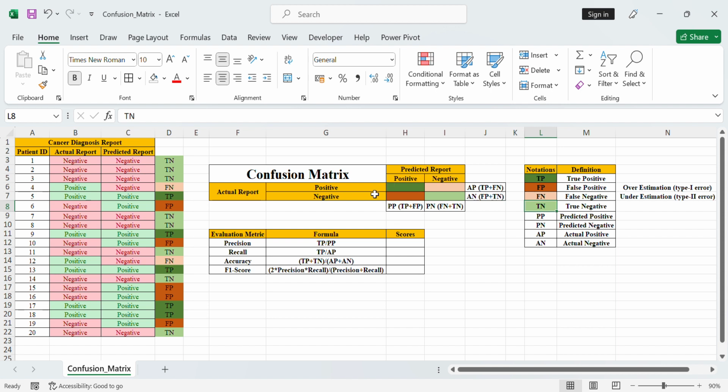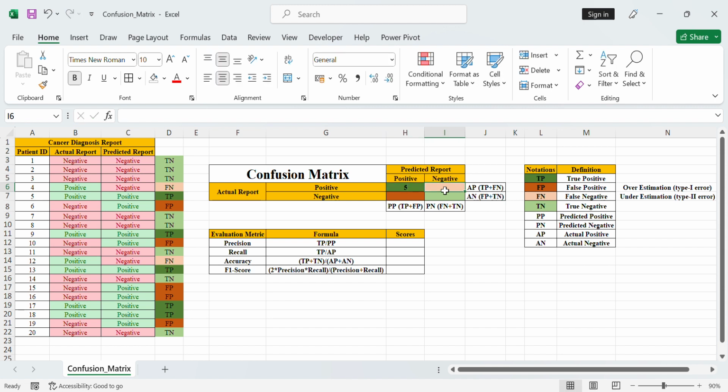So we'll fill up these values here. Predicted positive and actual positive: how many are truly predicted as positive, the TP values? How many TPs are there? 1, 2, 3, 4, 5. Okay, so there are 5 TPs here. That means truly predicted as positive.